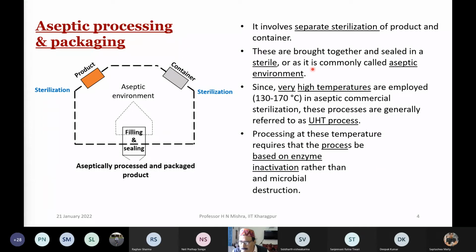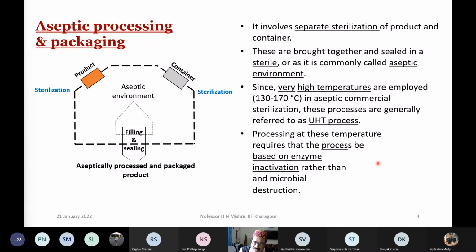Okay, so in the aseptic environment, what is mostly seen is that most of the aseptic processes are generally UHT processes, ultra high temperature, very high temperature, short time methods of a fraction of minutes, fraction of seconds, generally 130 to 170 degrees Celsius, depending upon the product. And aseptic commercial sterilization processes are generally referred to as UHT processes.